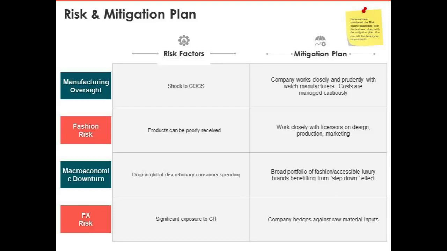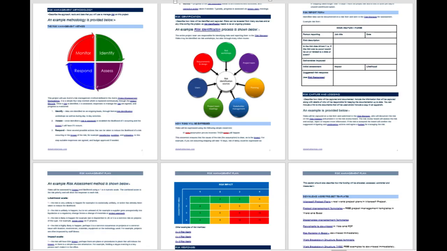A risk mitigation plan is a crucial document that helps organizations anticipate and prepare for potential risks that may impact their business operations. The plan outlines the specific steps and strategies that an organization will take to mitigate or minimize the impact of these risks on its operations, reputation, and bottom line.